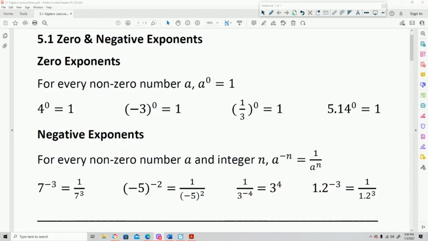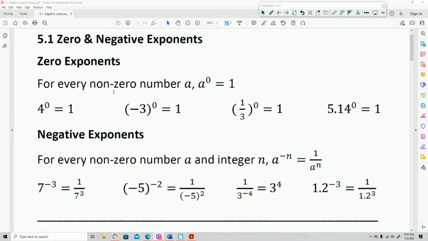5.1 deals with zero and negative exponents. You should have seen these in a pre-algebra course, and zero and negative exponents should have been explained in detail then. So for algebra, we're just going to remind you of what they are and how to use them. Today, we're just going to look at the basics of zero and negative exponents. We're not going to do a whole lot with them. So let's look at zero exponents first.